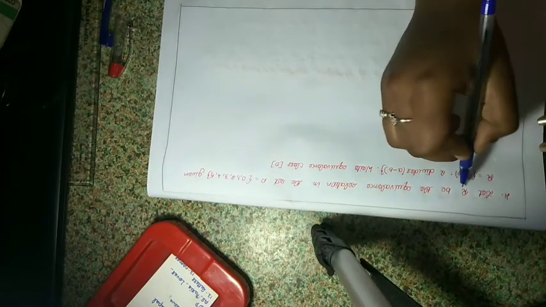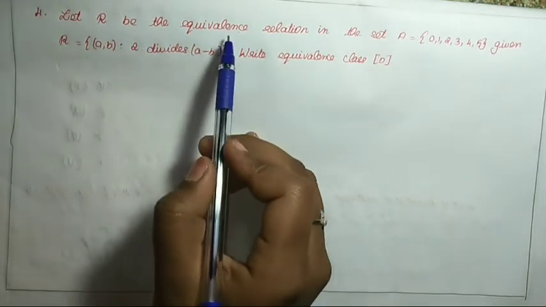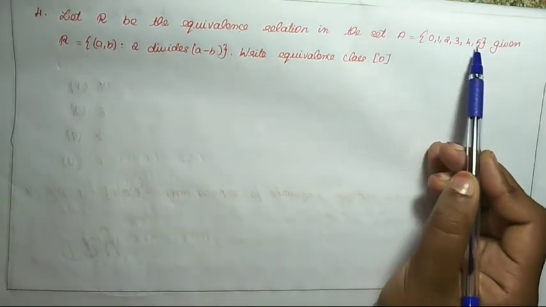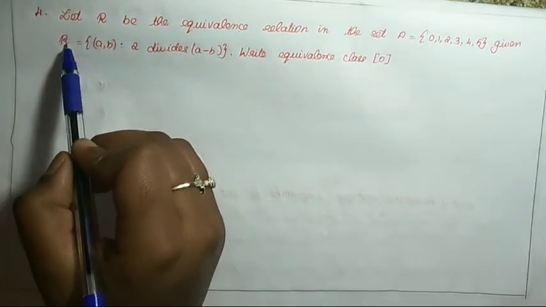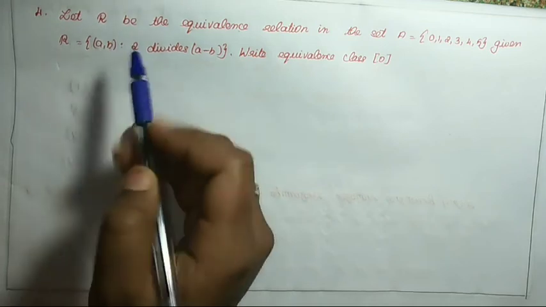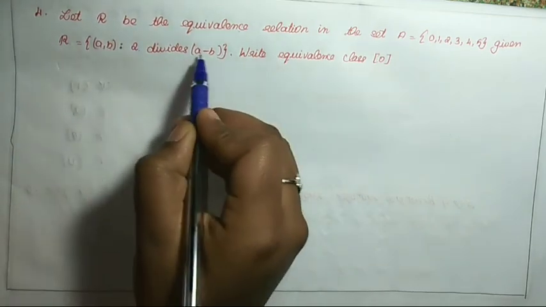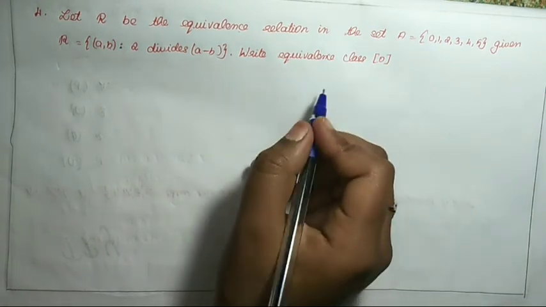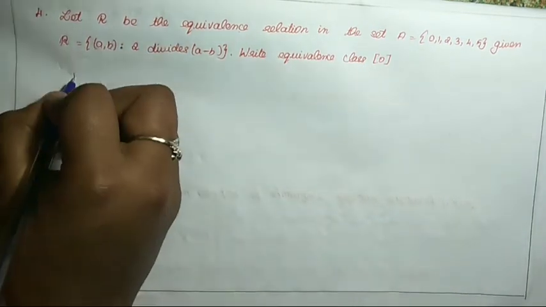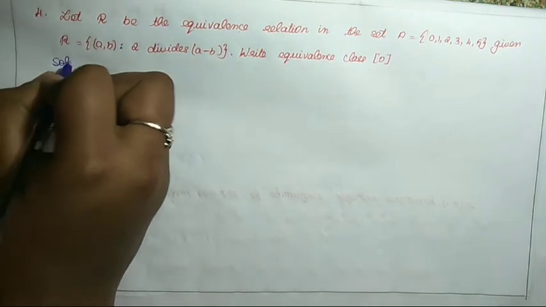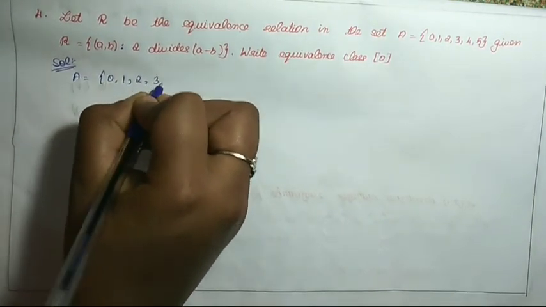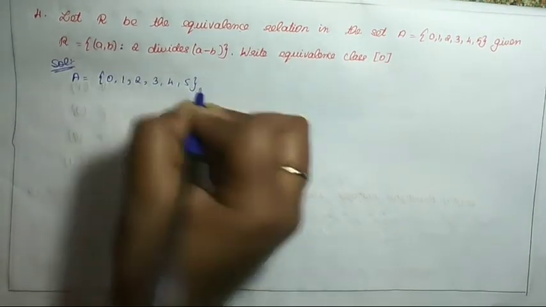Question 4: let R be the equivalence relation in the set A = {0, 1, 2, 3, 4, 5}, given by the relation R = {(a, b) such that 2 divides a minus b}. Find the equivalence class of 0. Okay, they have given a set A, so solution: A equals {1, 2, 3, 4, 5}, that's it.